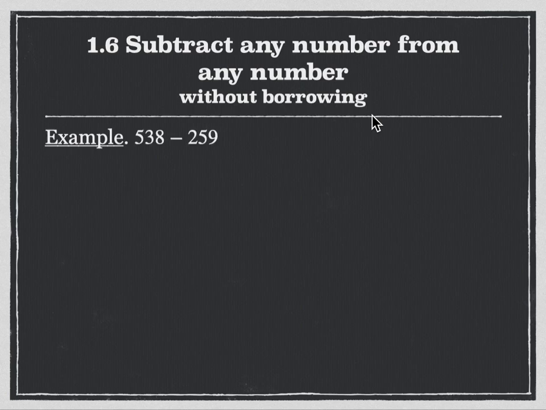So for instance, we're going to have 538 minus 259. Again, I want to make it clear first that our universe is the natural numbers. So we're not making use of integers here yet, that is, there are no negative numbers yet. So 538 minus 259, what are we going to do?